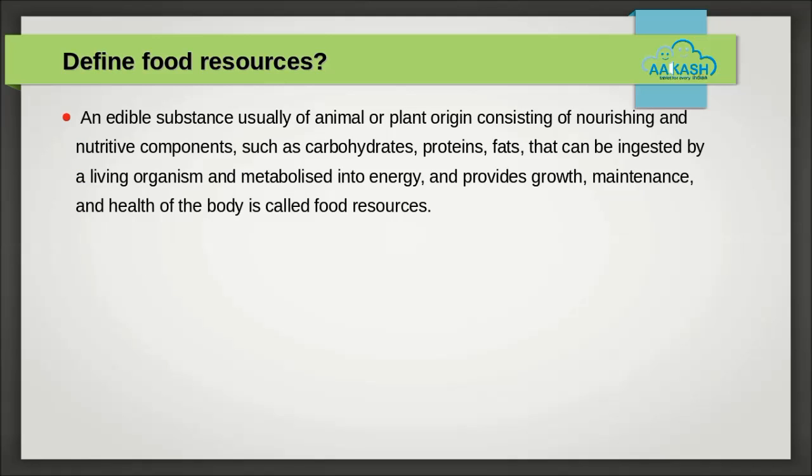Define food resources. Any substance containing nutrients such as carbohydrates, proteins, and fats that can be ingested by a living organism and metabolized into energy and body tissue is called food resources. The human body needs food for various purposes. Food consumed by humans are of different types, and a balanced diet is needed for all practical purposes. Vitamins, proteins, carbohydrates, and minerals are primarily obtained from cereals, fruits, vegetables, pulses, and spices. Milk, butter, meat, and eggs all are obtained from different types of plants and animals.